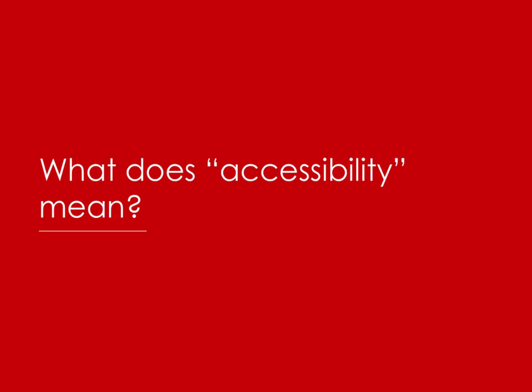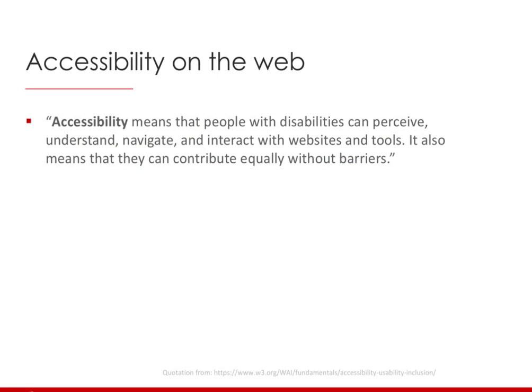So to begin with, what does accessibility mean? Well, let's start with how accessibility is defined by the W3C, which stands for the World Wide Web Consortium. This group's purpose is to develop the protocols, guidelines, and specifications for the web code itself, which browsers then implement. So they're kind of an authority in this area. According to the W3C, accessibility means that people with disabilities can perceive, understand, navigate, and interact with websites and tools. It also means that they can contribute equally without barriers.